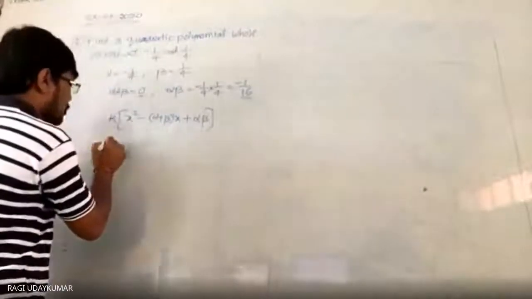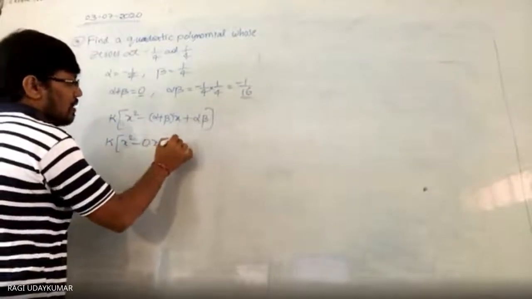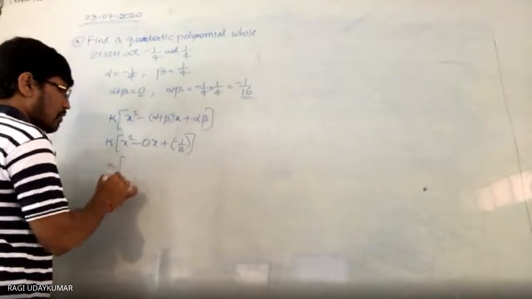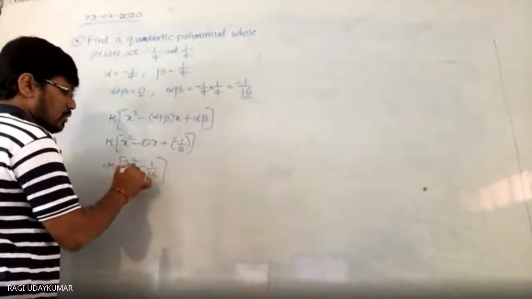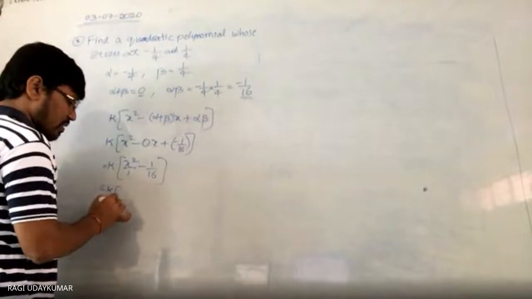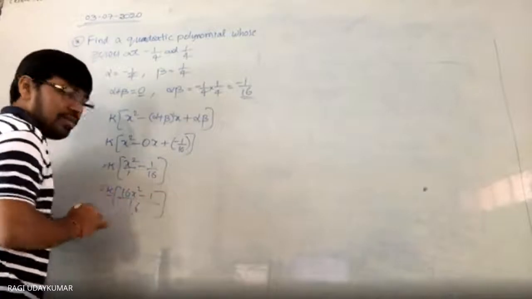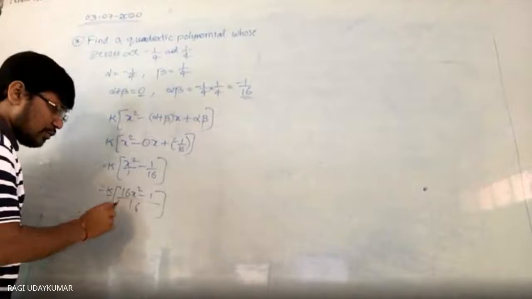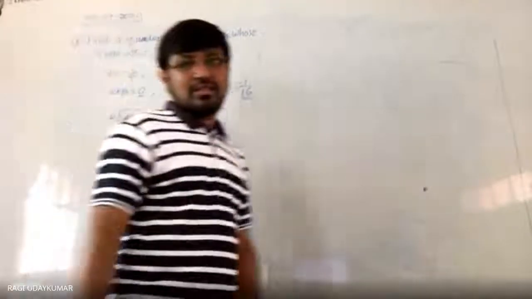Is it clear? So now what to do here? In this situation, k into x² minus 0x plus -1/16. So what do you get here? K into x², this whole thing is 0, and -1/16. So if we take the LCM, we get 16x² minus 1. So k is equal to what should we take? K should be taken as 16. If you take 16, the polynomial you are going to get is 16x² minus 1.